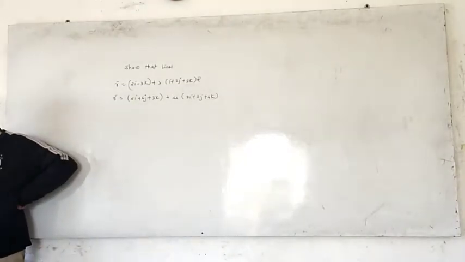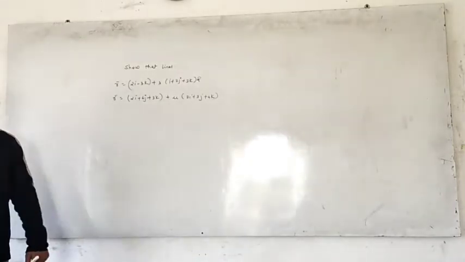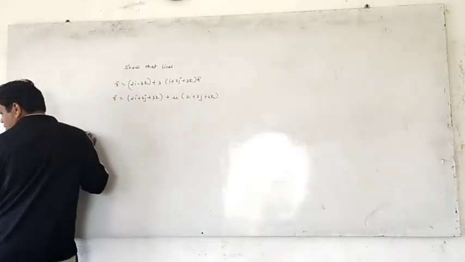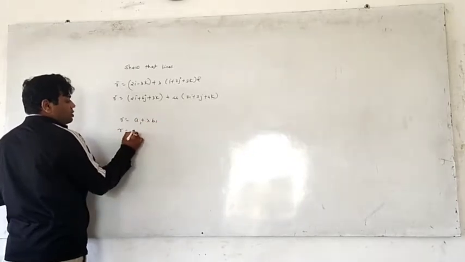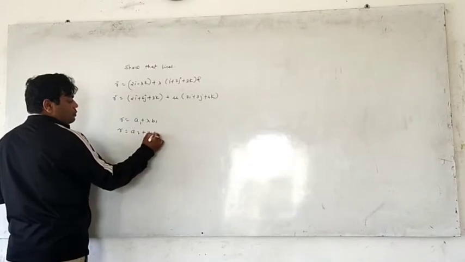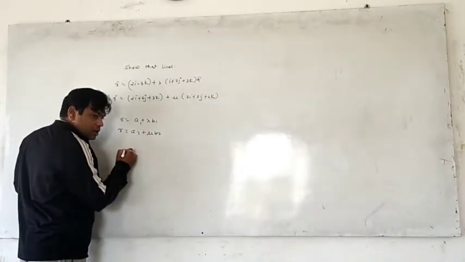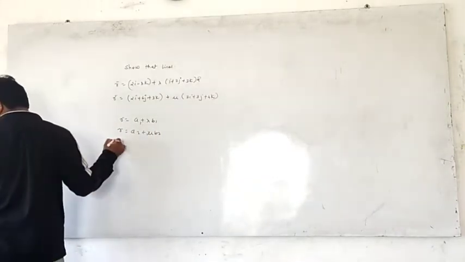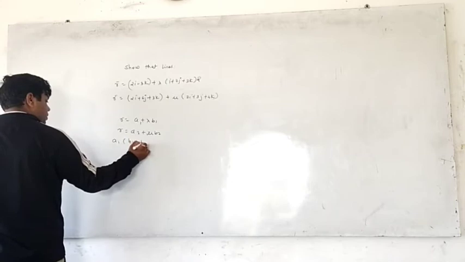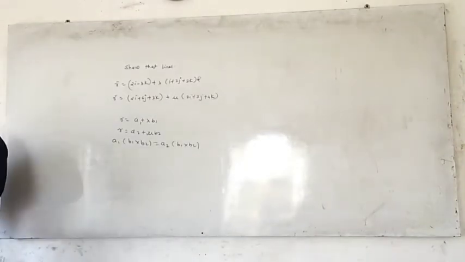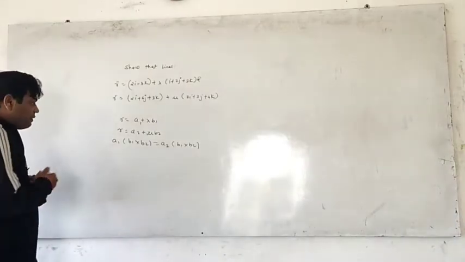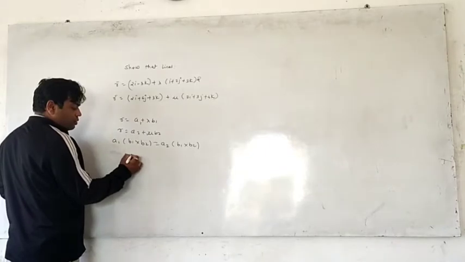To show that the lines are coplanar: the lines r bar equals a1 plus lambda times b1 and r bar equals a2 plus mu times b2 are coplanar if a1 dot b1 cross b2 is equal to a2 dot b1 cross b2. The formula is given, so we find b1 cross b2.